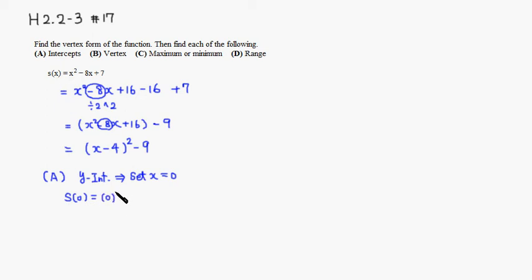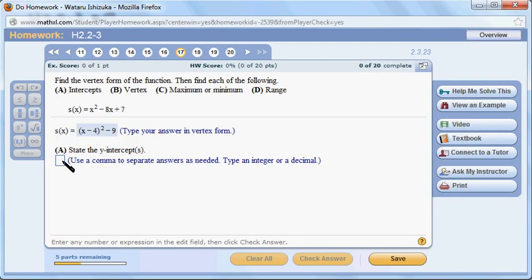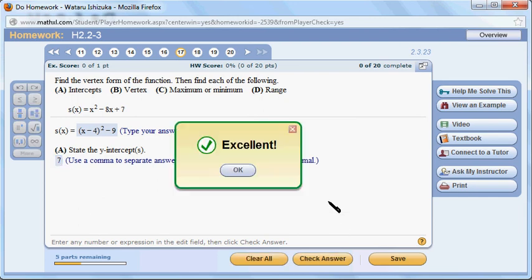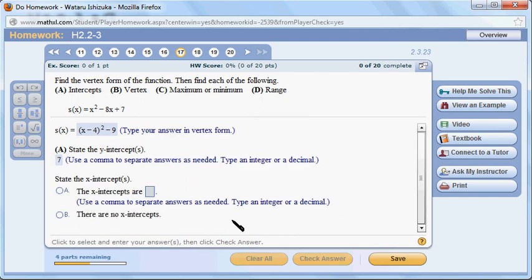So you have 0 squared minus 8 times 0 plus 7. All right, obviously, 0 squared is 0. Negative 8 times 0 is 0. So you just get positive 7. All right, so the y-intercept is 7. So put that in. All right, check. Right, got that correctly. All right, state the x-intercepts.